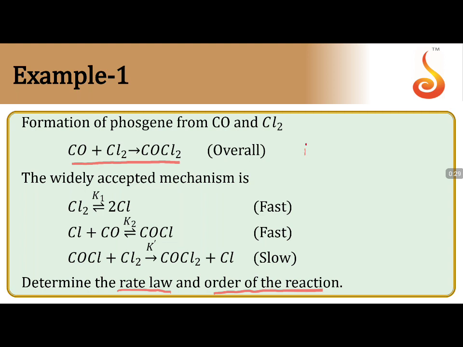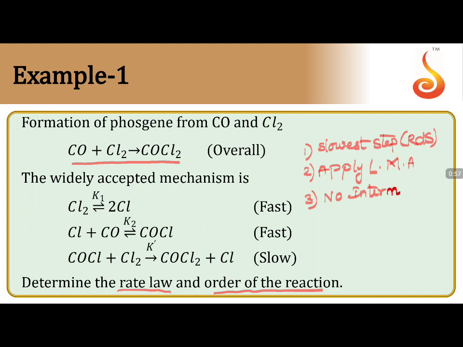To do this, first step, take the slowest step. Slowest step, which is taken as the rate determining step. Select the slowest step. Second, apply the law of mass action to the slowest step. Third step, no intermediate should be a part of the rate law.